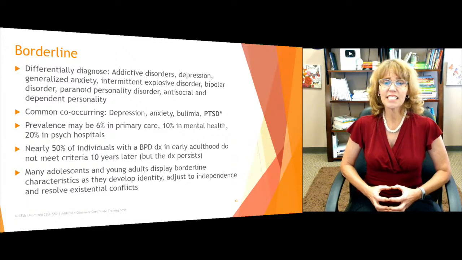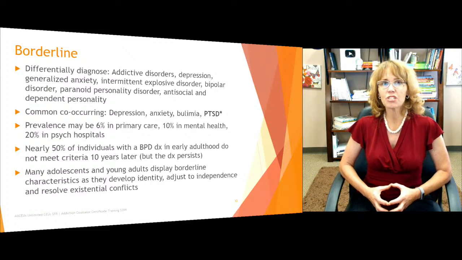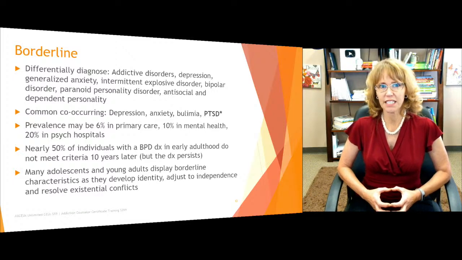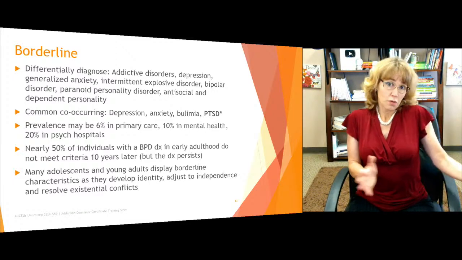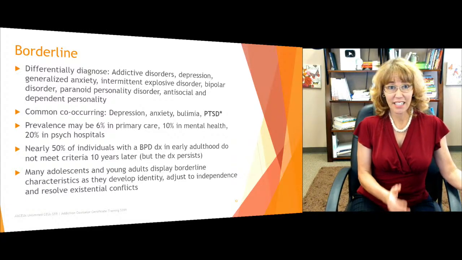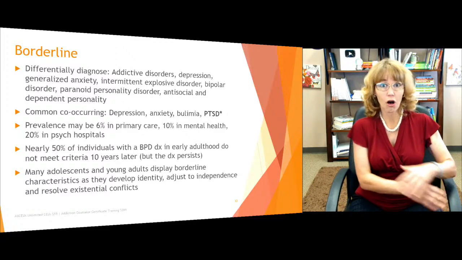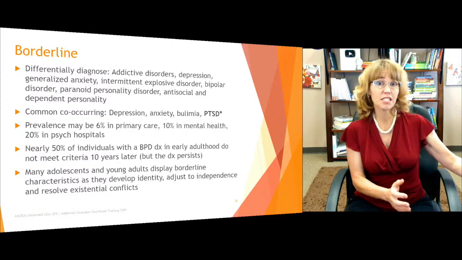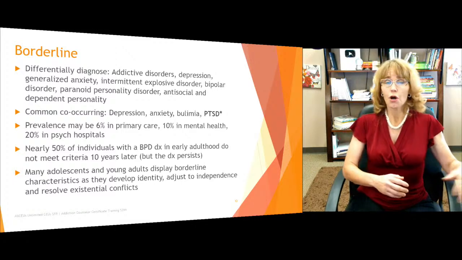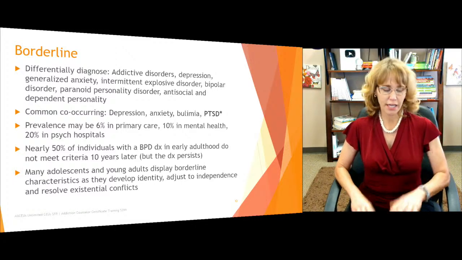Many adolescents and young adults display borderline characteristics as they develop identity, adjust to independence, and resolve their existential conflicts, which is another reason why they say if it's going to be diagnosed in childhood, it needs to have persisted. All of the criteria need to have persisted for at least a year, because we want to make sure of what we're looking at.